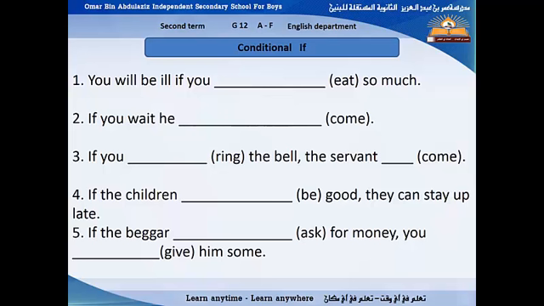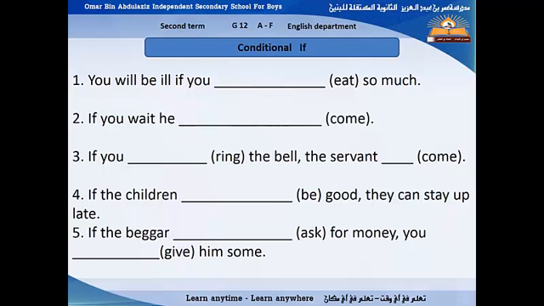Number 2. If you wait, he will come. Again, if you wait, present simple. So we got present simple, so it's the first conditional here. It will be he will come. Now let's move to the third one. If you ring the bell, the servant will come. Here you are going to use present simple because it's a very clear conditional. It means if you do something, something else might happen. So the right answer is if you ring the bell, the servant will come.